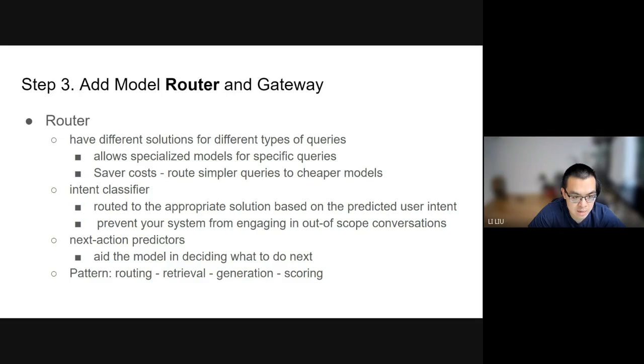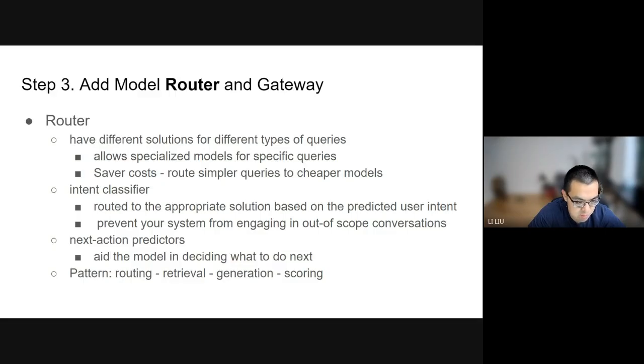So a router is that we have different solutions for different kinds of queries. So in this case, we can have specialized models for specific queries. You can think of it like you have a group of people, and if the work task is more difficult, you would assign that to the most experienced person, while the simpler task, maybe you can assign that to the more junior employee. So this way you can save the cost.